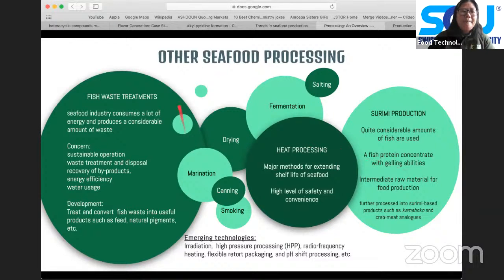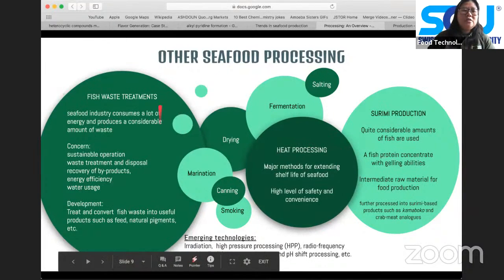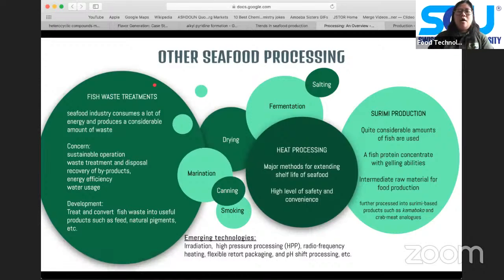And then a big point here is fish waste treatment. We will take a little look at this because it has been of emerging importance in food technology. The seafood industry consumes a lot of energy. It produces a considerable amount of waste. So there's a higher concern about sustainable operation, also about waste treatment and disposal, the recovery of byproducts, and energy efficiency and water usage.